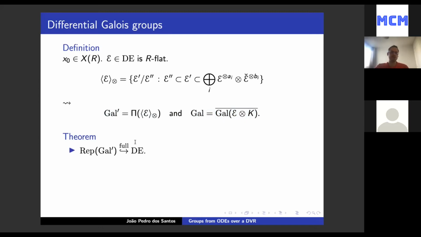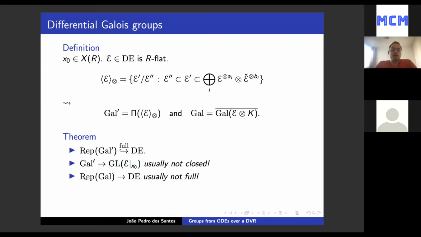And the first thing is that the representations of this Tannakian one form a full subcategory of the differential equations, but I lose the linear algebraic property. So this Tannakian Gal is no longer a closed subgroup of the GLN. Okay, so I lost that. So usually it will be very big. On the other hand, the small group doesn't have this fullness property, so you lose that. But at least it is a closed subgroup, so it's an algebraic subgroup of GLN of the fiber.